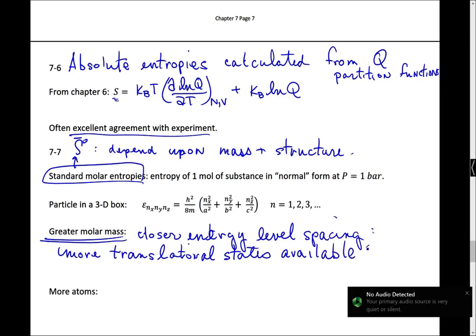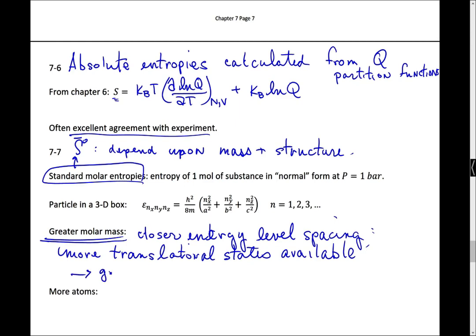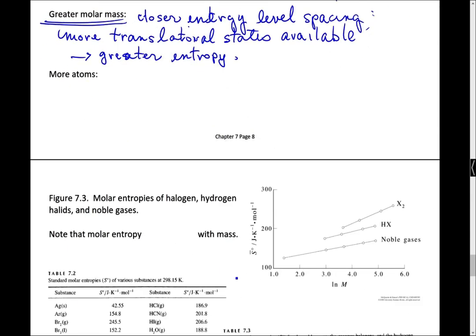And if I have more translational states available to my particles, what's going to be true of the entropy? If I have 4 pennies versus 1, I have more states available. All right? So this leads to greater entropy. Okay? All right, so let me take a moment to look at this graph. So this shows standard molar entropies as a function of the natural log of the mass. So as the mass goes up, the natural log of the mass is going up. So here we're looking at noble gases, right? They're all 1 atoms, right? So these are monoatomic gas particles. And it's pretty clear that as I increase the mass, I see an increase in the entropy, right? And that directly follows from what we've just stated, okay?